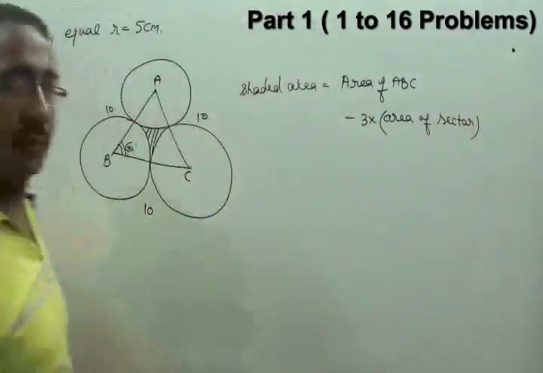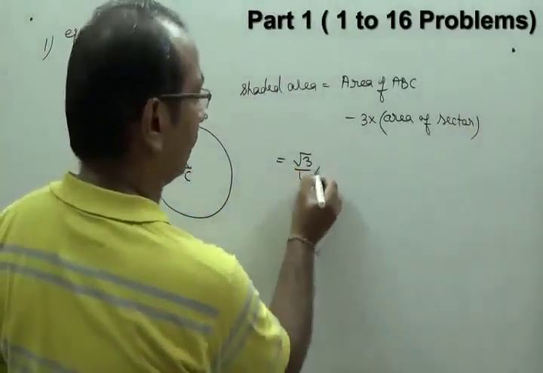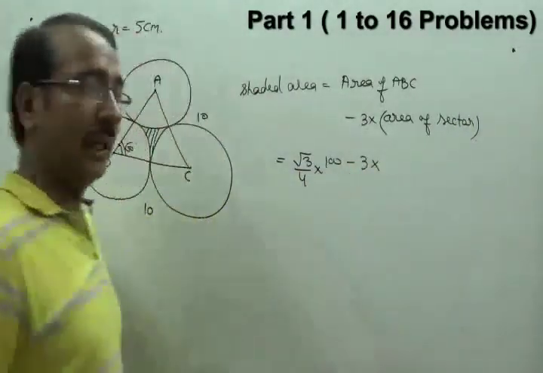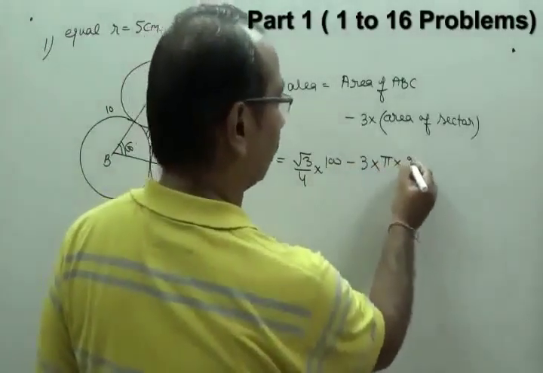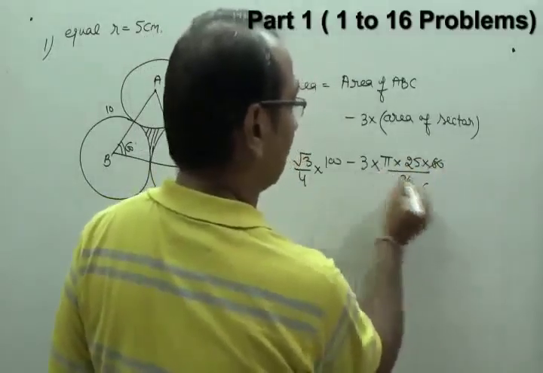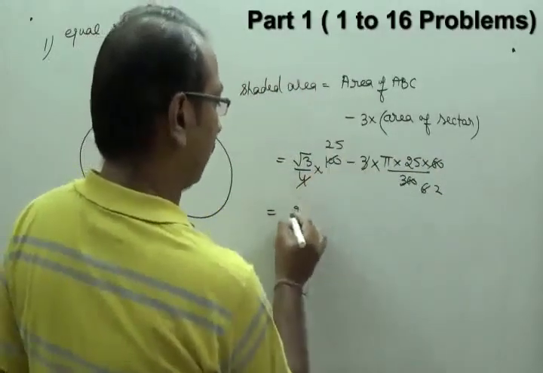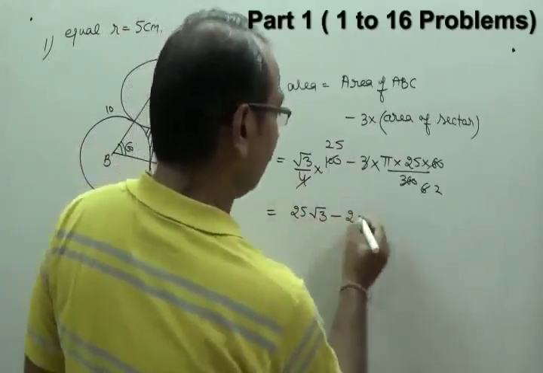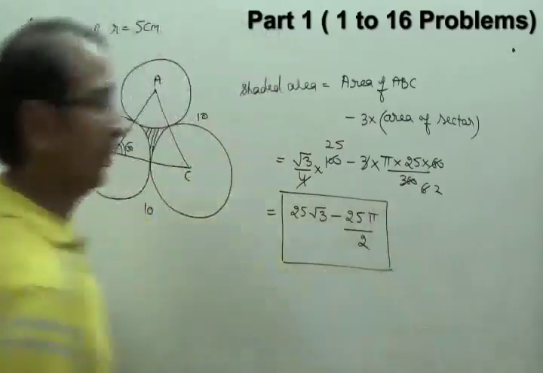Now how can I start to answer my question? Because the side of the equilateral triangle is 10, I may say the area of the triangle is root 3 by 4 into 10 square, that is 100, minus 3 into the area of the sector. You know that the area of the sector is pi r square theta by 360. So I make it pi into r square, r square is 25, into theta 60 upon 360. We have to just solve it. 60 will go in 6, 3 will go in 2, so 4 will go in 25. So that is 25 root 3 minus 25 pi upon 2. That is the required area of the shaded portion that we have to answer.